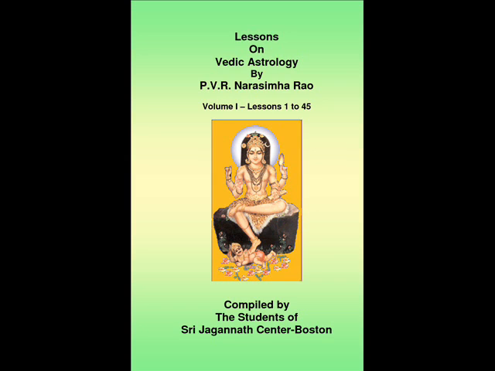First count the letters. Triyambakam, 3, 4, 5, 6, 7, 8, 9, 10, 11, 12, 13, 14, 15, 16, 17, 18, 19, 20, 21, 22, 23, 24, 25, 26, 27, 28, 29, 30, 31, 32. Tat is one letter. So it is 32 letters. Right? How many words?